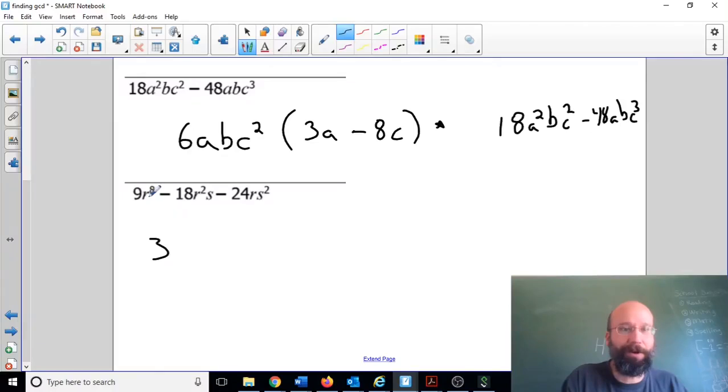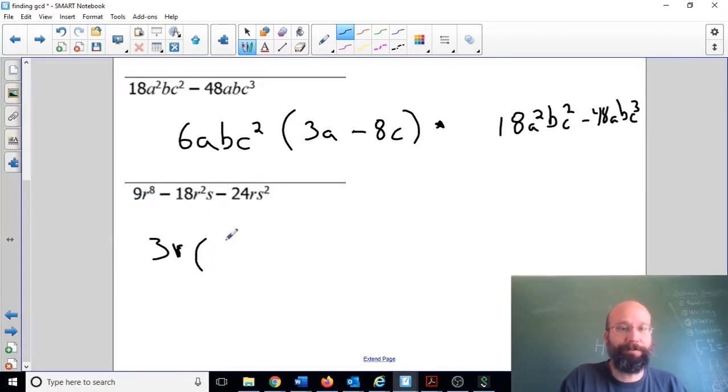Now, do they all have R? R, R, and R? They do. We take the smallest one, which is just this one. Just one R. And then there's an S too, but do all 3 terms have an S? They don't. This one doesn't. So we can't take out any S. Remember, all the terms have to have the same variable. If they don't, then you can't take it out. So for this one, all we can do is take out the R, which is this R1.